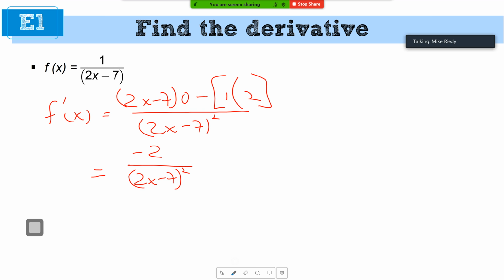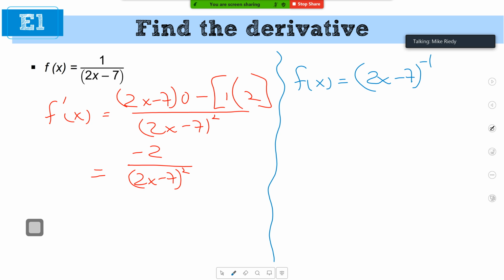However, what the chain rule is going to allow us to do is rewrite this equation as 2x minus 7 raised to the -1st power.